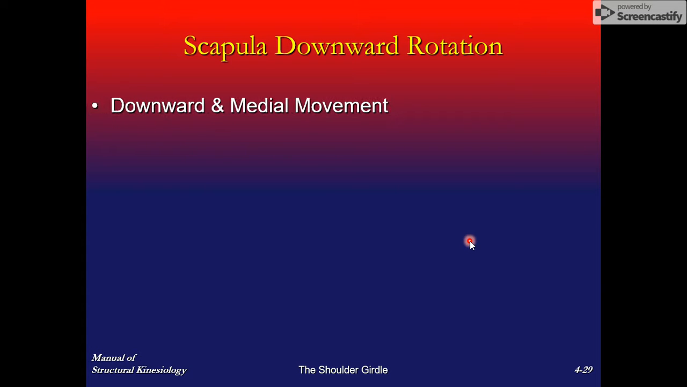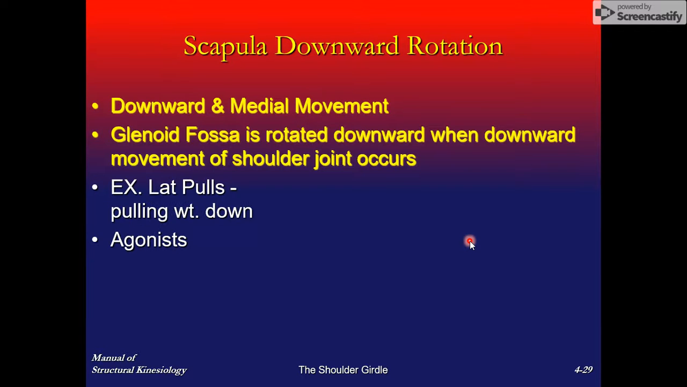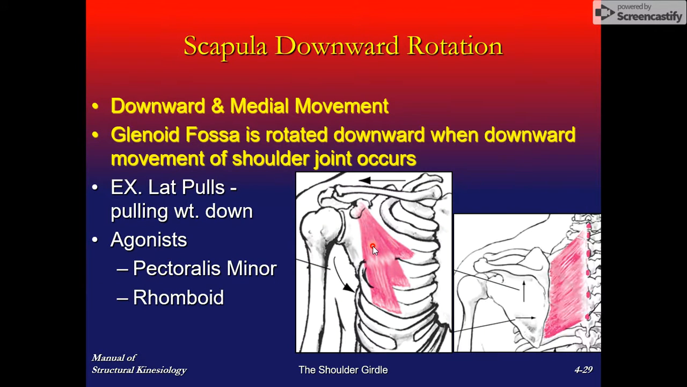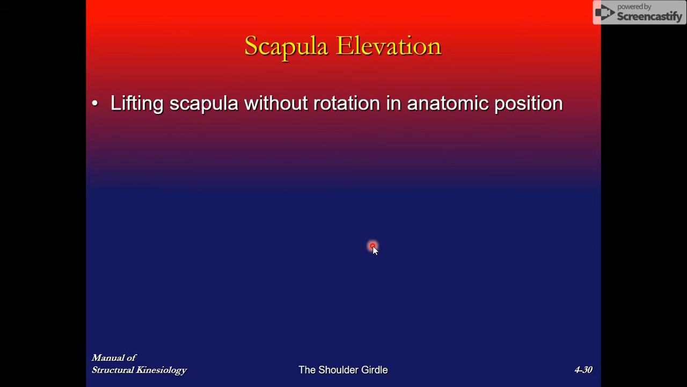Scapular downward rotation. It's a downward and medial movement, when the glenoid fossa is rotated downward or when downward movement of the shoulder joint occurs. Example, lat pulls, pulling weight down. The agonists are the pectoralis minor, pulling down, and the rhomboid.